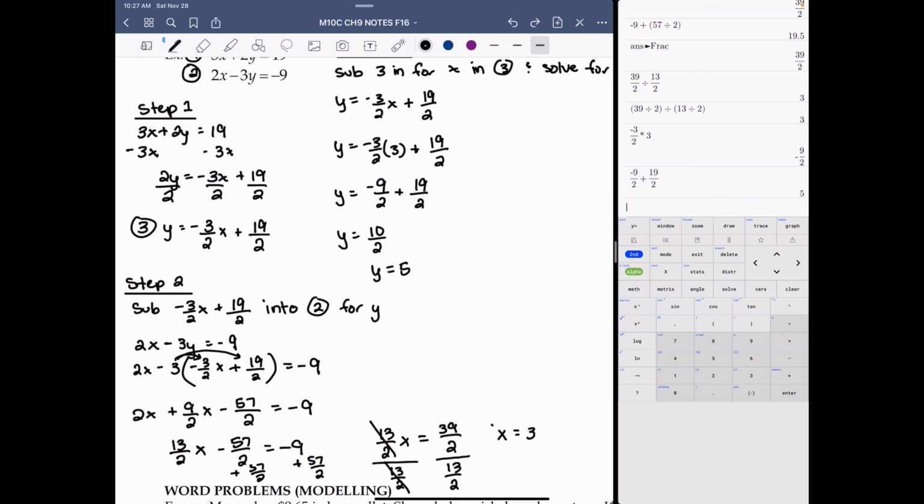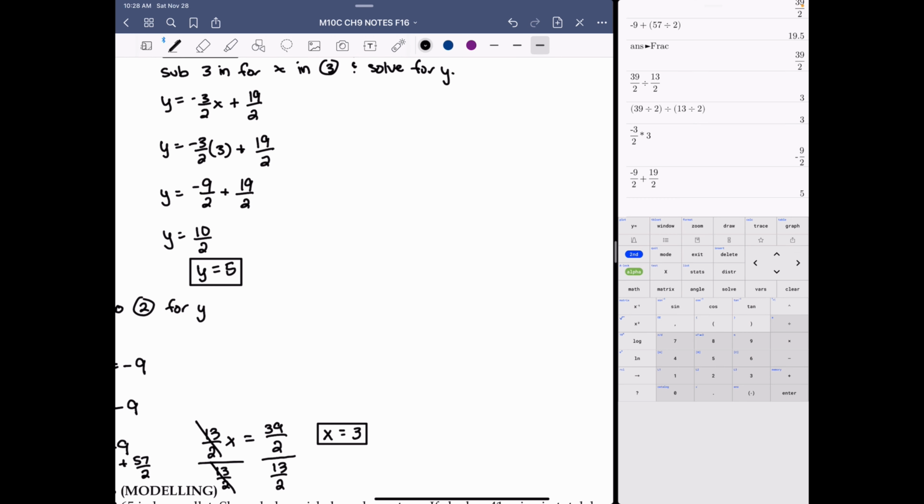So we got an x value of 3 and a y value of 5. And then step 4 is to put those together to write the solution.